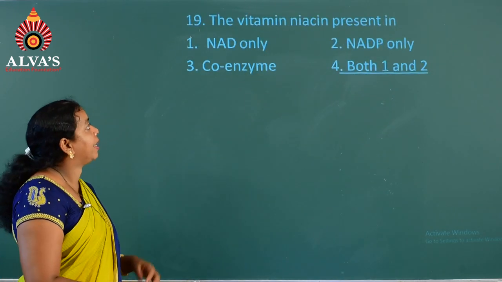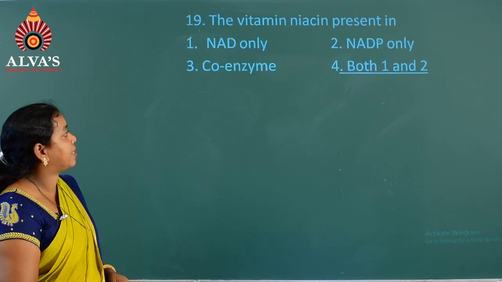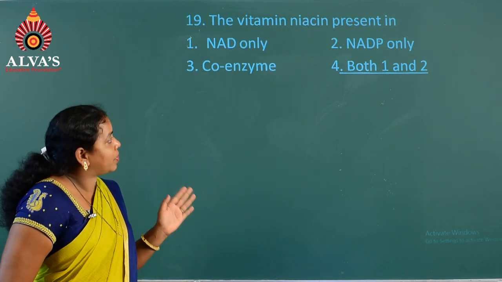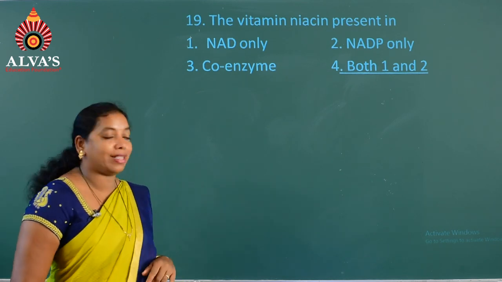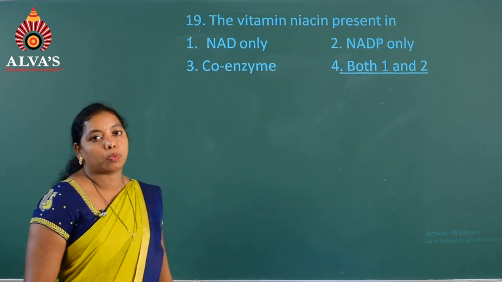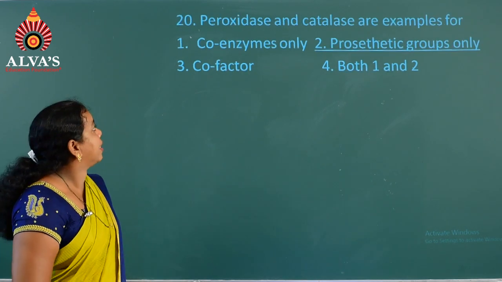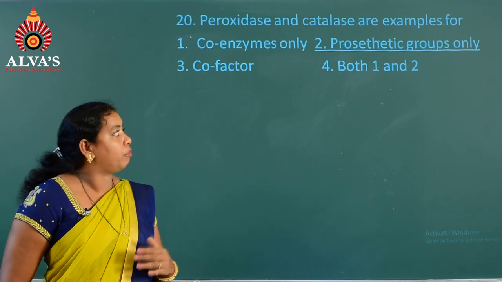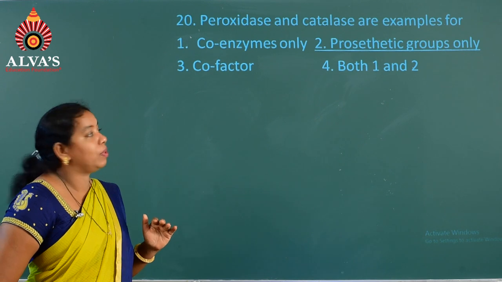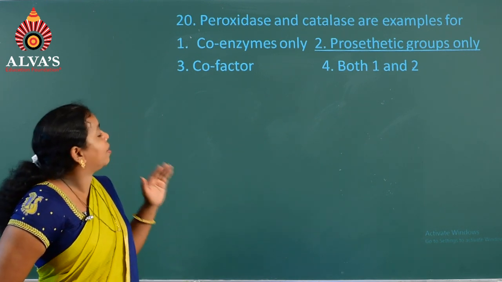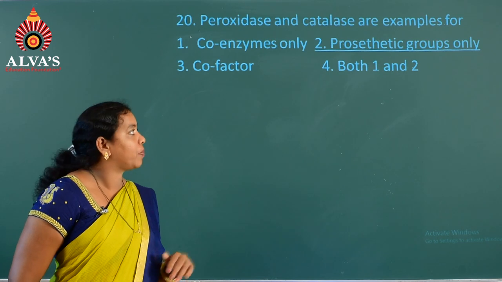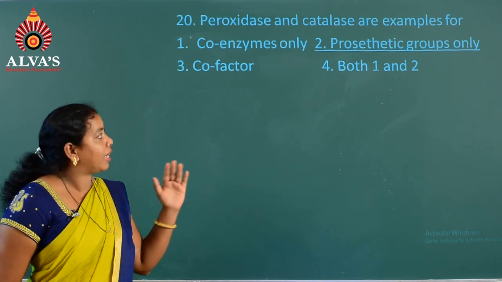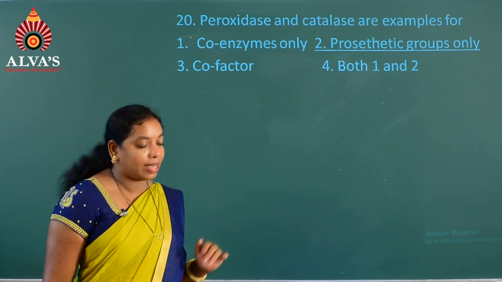We go to question number 19. The vitamin niacin is present in: first, NAD only; second, NADP only; third, coenzyme. So, the correct answer is both 1 and 2. We go to the next question, that is question number 20. Peroxidase and catalase are examples for: first, coenzymes only; second, prosthetic groups only; third, cofactor; fourth, both 1 and 2. So, the answer is prosthetic groups only. Here, peroxidase and catalase are the examples for prosthetic groups. So, the answer is the second option.